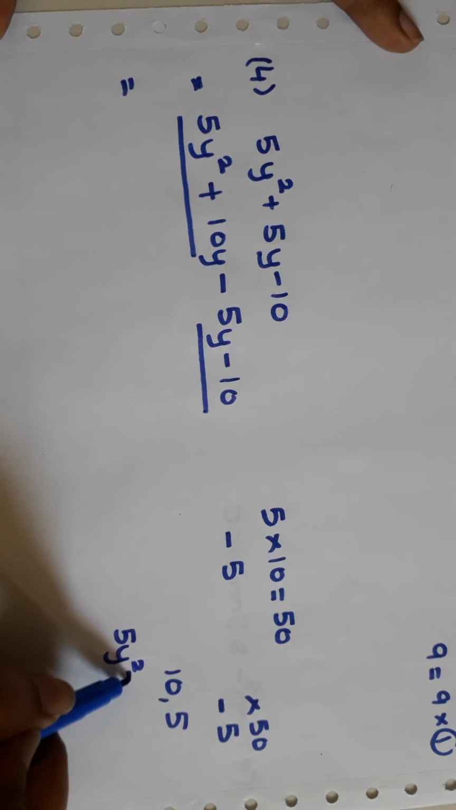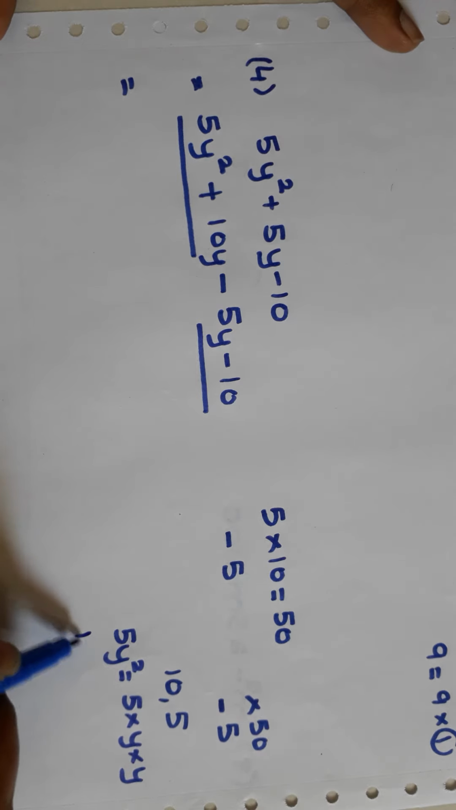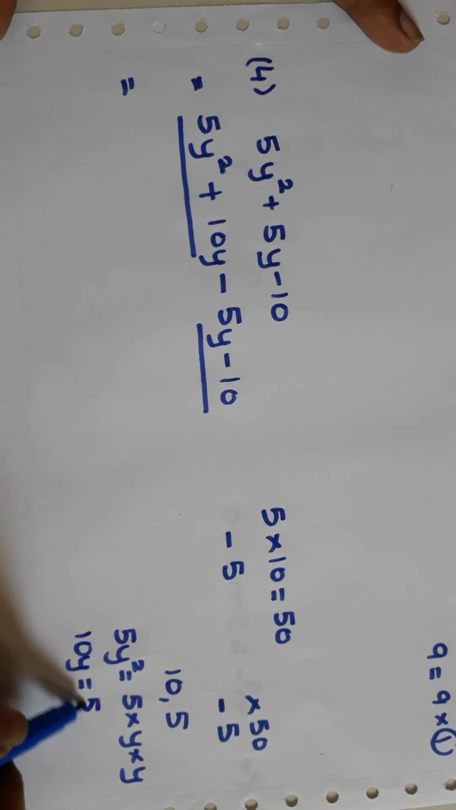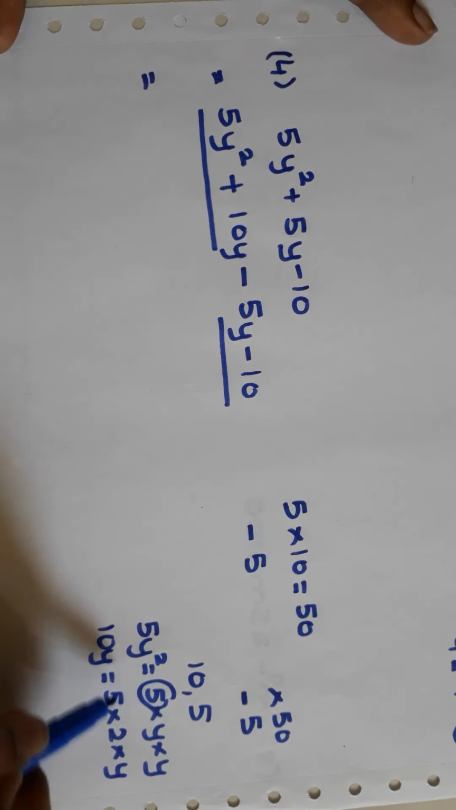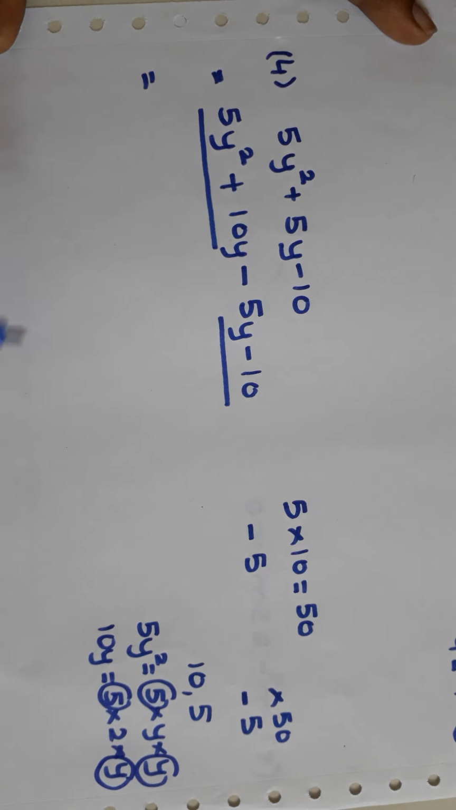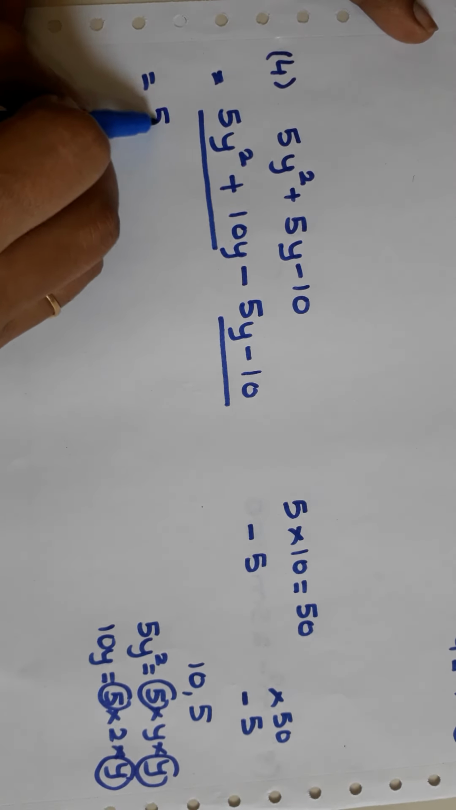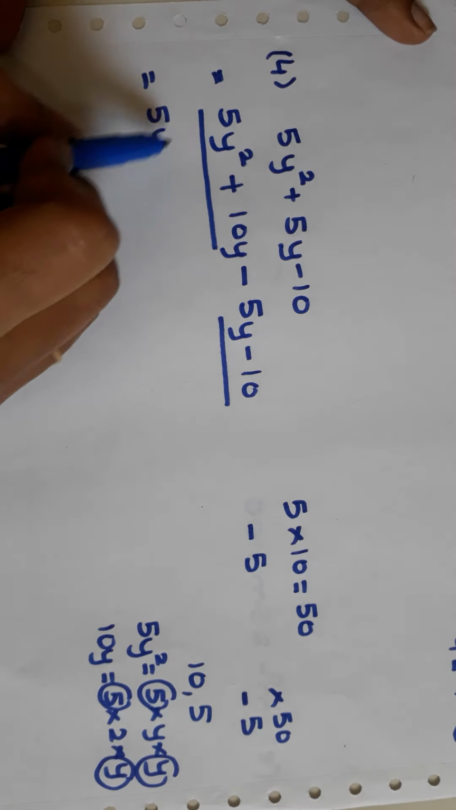5y square can be written as 5 into y, and 10y as 5 into 2 into y. 5 is common, y is also common. So take 5y common. 5 is common in both the terms and y is also common, so we will take 5y common from both the terms.